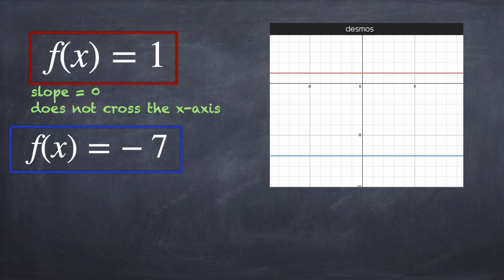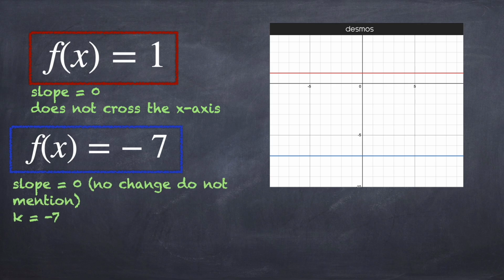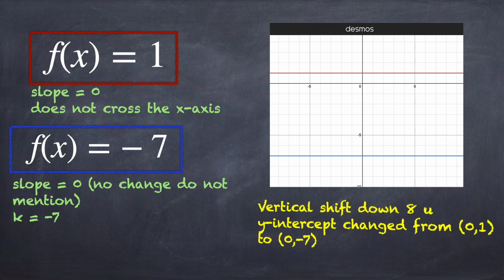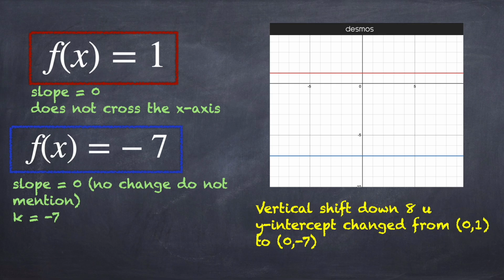If we look at our blue one, I went from the red line down to the blue line. So f of x equals -7. My slope is still 0, so there's no change in that. We don't mention it. We can say the k is tacked on the back. It's a -7. Well, we can say that our y-intercept is -7, but we had a vertical shift down 8 units because I started at 1. I started at 0, 1. So I went down 8 units. So vertical shift down 8 units, y-intercept changed from 0, 1 to 0, -7.